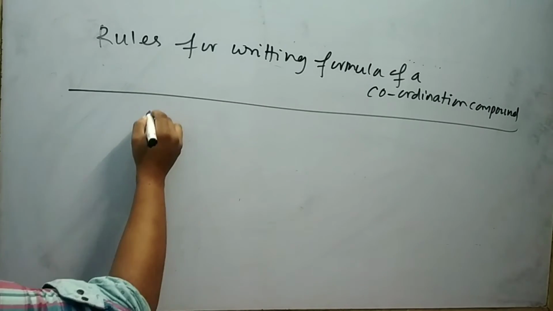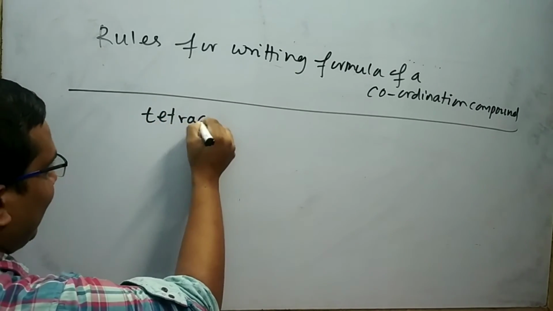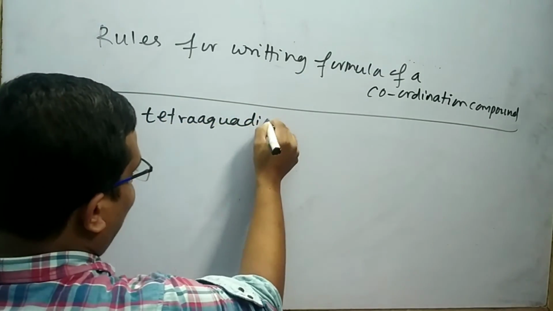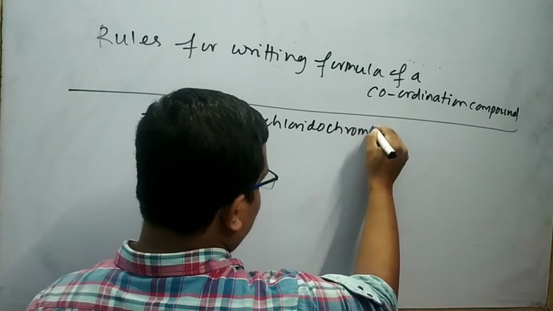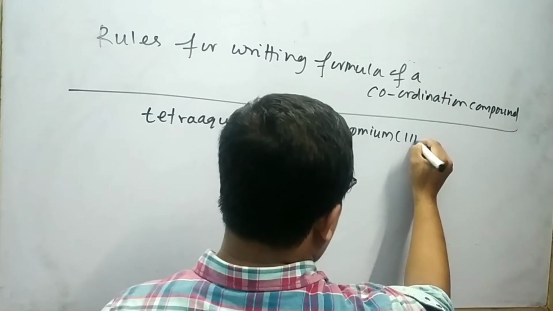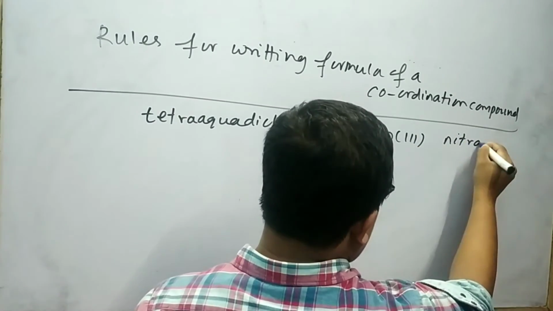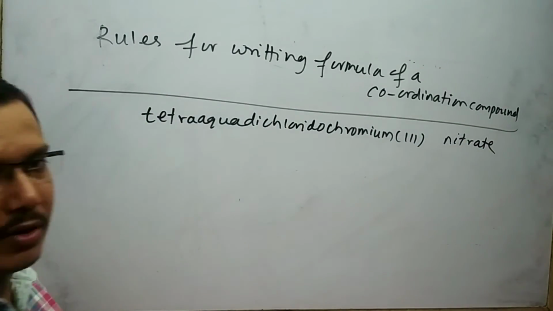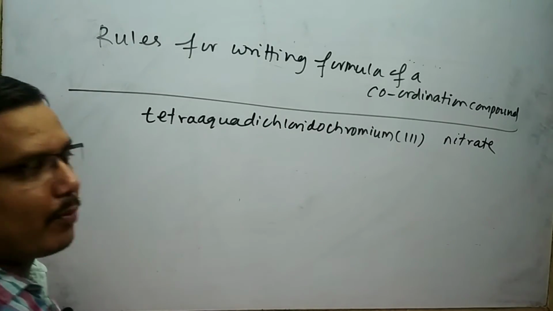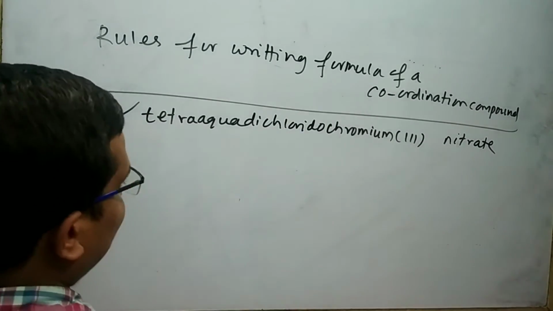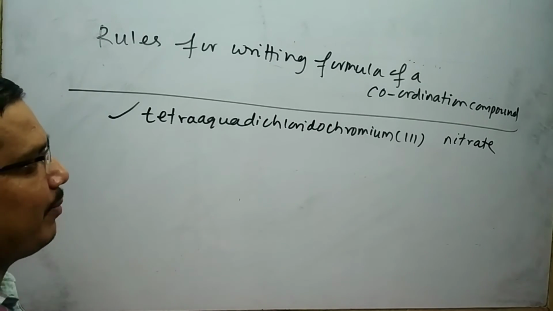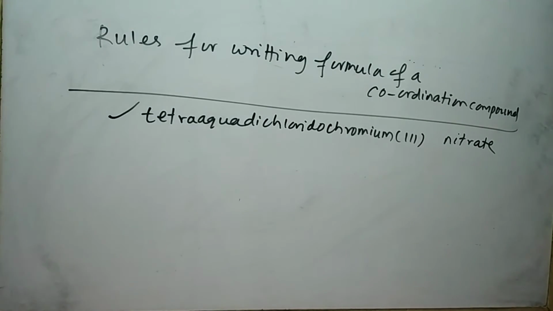Suppose I take an example, tetraaqua dichlorido chromium(III) nitrate. What will be the formula of this coordination compound? For writing the formula of this coordination compound, we generally follow some rules.